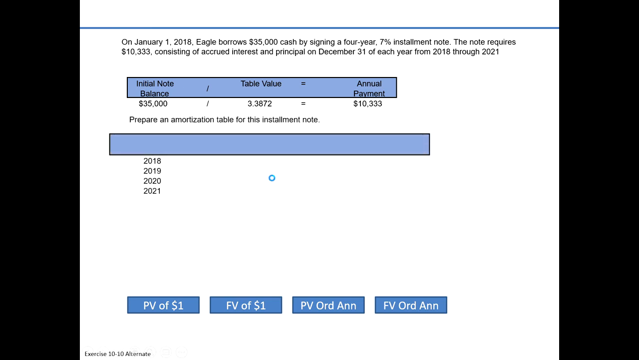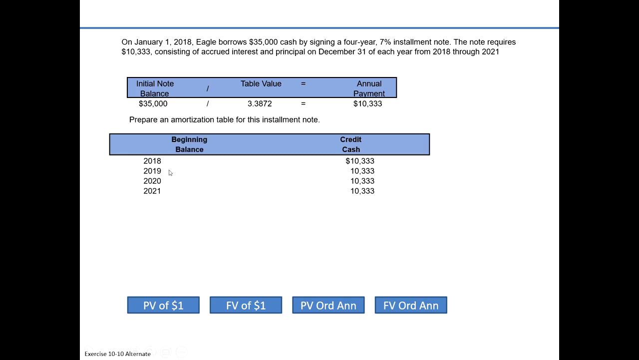So let's go ahead and jump into what you will need to execute for the exam, and that's preparing an amortization table. Every single year, we're going to credit or pay cash, because keep in mind this company is paying it, so it'd be a credit to cash, $10,333 because it's an equal annual payment. Now, the work that I want to do is break that down into what amount is paying interest and what amount is paying principal, and that's going to be different every year.